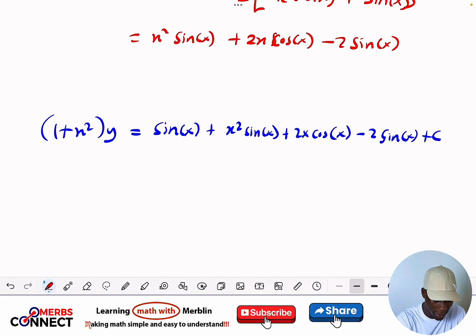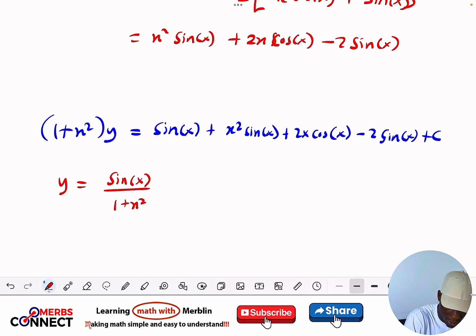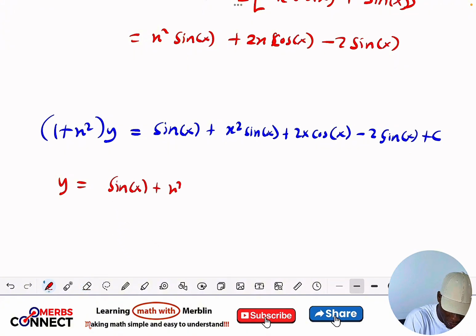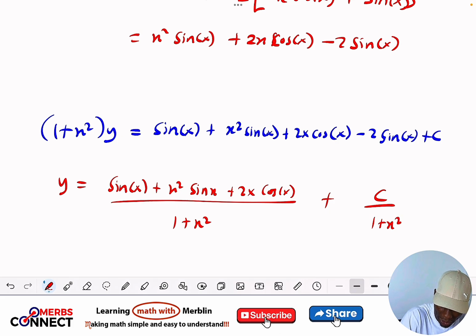Let's find y by dividing through by 1 plus x squared. So this is going to be sine x divided by 1 plus x squared. Or I can just write everything like this: sine x plus x squared sine x plus 2x cos x, all divided by 1 plus x squared, plus c divided by 1 plus x squared. I can just stop here and say that this is the general solution.